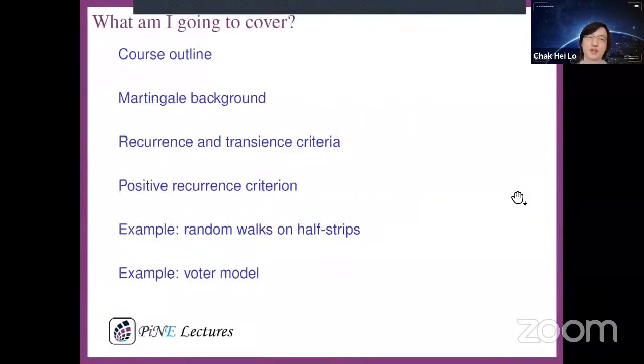So what I'm going to cover is the course outline. First of all, I will introduce some background material on martingales, and then I will give the recurrence and transience criteria, and then I will talk about the positive recurrence criterion. Then I will give 2 long examples on random walks on half strips and a Fayolle model. These 2 will be in the second and the third lecture. So for this lecture, I will focus on the first 3 things.